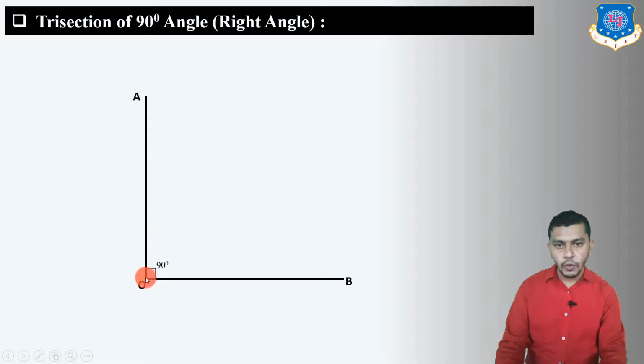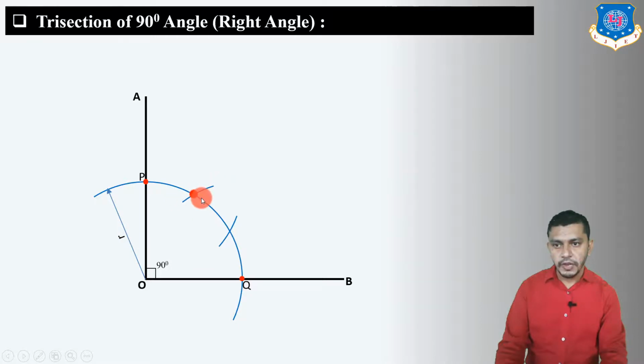Now by taking center at O and radius equal to approximately R mm, you can select any radius, draw an arc like this. This is the arc of the circle which has a radius R. Now mark the intersection points P and Q. With the same radius R and center at P, give an arc on this arc. Now take center at Q and radius equal to R mm, and give an arc on this arc over here.